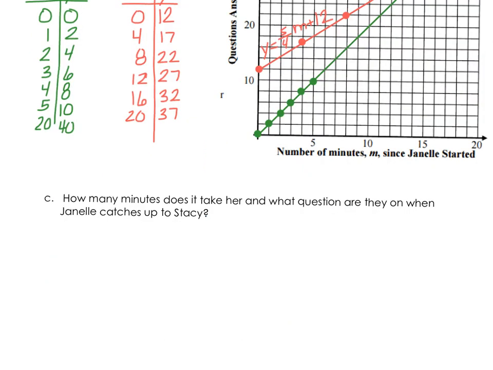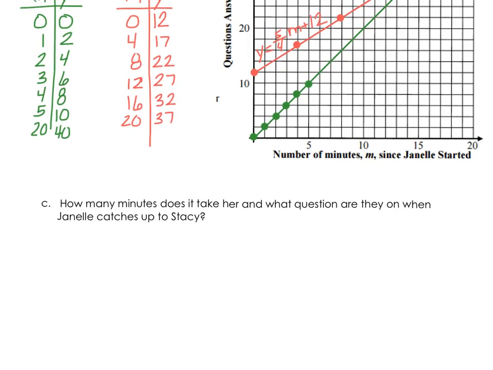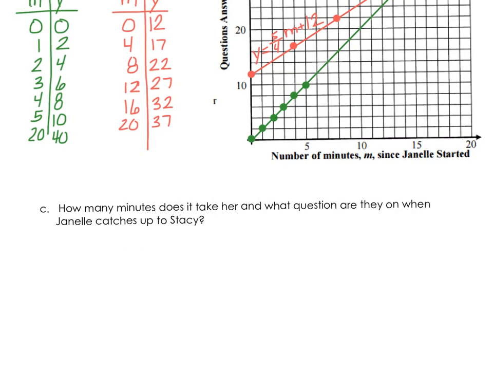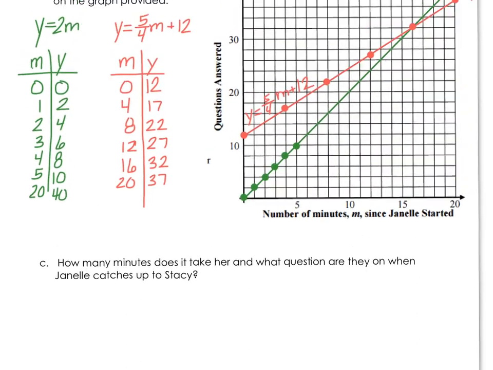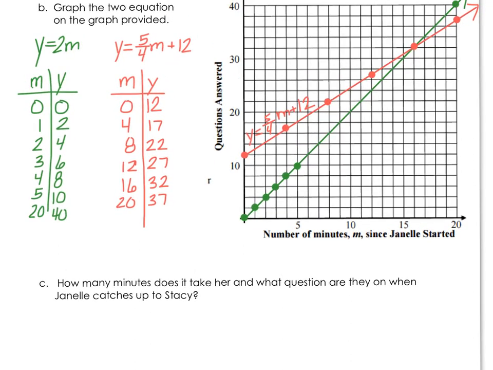Okay, the one follow-up question for this one is how many minutes does it take her and what question are they on when Janelle catches up to Stacy? So we already kind of talked about this point. When they catch up, those words mean that when she catches up, that means that they're equal to each other. So that means that they're going to be on the same question. When does that happen? When we talked about it, it's on the graph. It's that intersection.